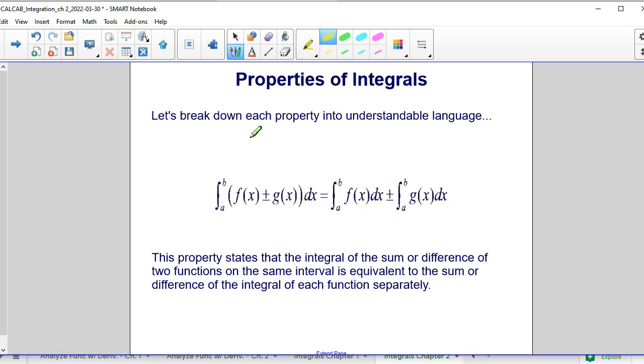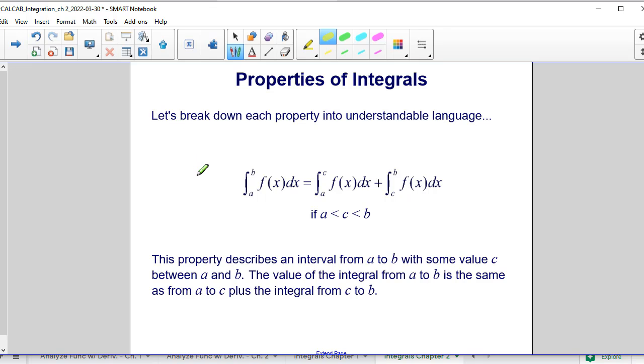This property states that the integral of the sum or difference of two functions on the same interval is equivalent to the sum or difference of the integral of each function separately. So given that we are integrating two different functions, f of x and g of x, and it's either a sum or difference of those two functions, we can integrate each function separately. So we can take the integral of f of x plus or minus the integral of g of x.